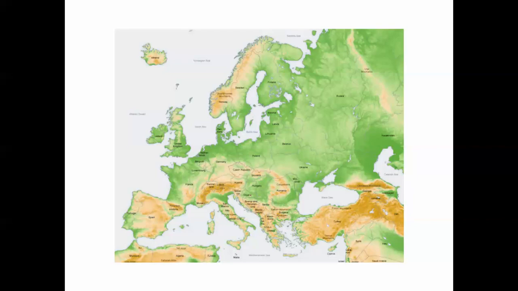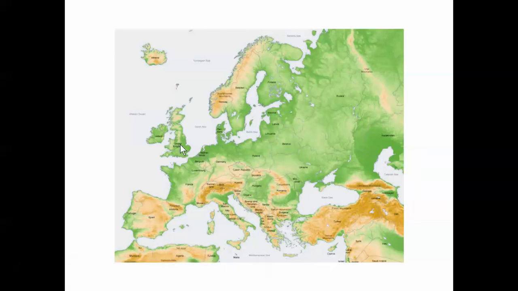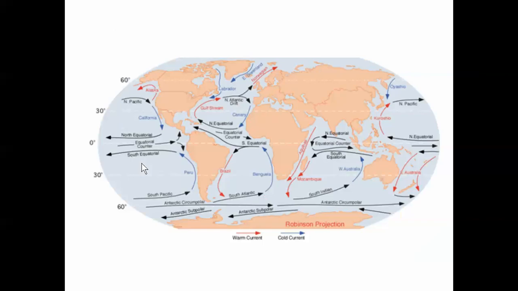Now in Europe, what that means, because we have all of these coastlines, is that you're never very far from water. That helps keep the climate of much of Western Europe much more moderate than anywhere else at the same latitude.